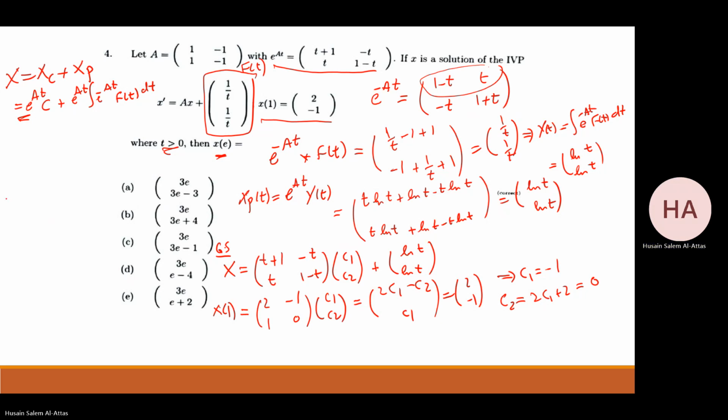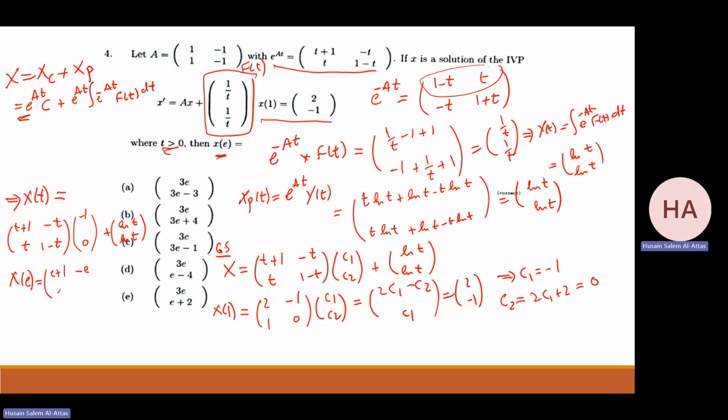Okay. So x of t will be, let's write it here, t plus 1 minus t, t 1 minus t. This is c1, c2. c1 is minus 1, c2 is 0, plus ln t, ln t. Okay. x at e, that will be what? e plus 1 minus e, 1 minus e, minus 1, 0, plus 1, 1. And that equals what? This is minus e minus 1.